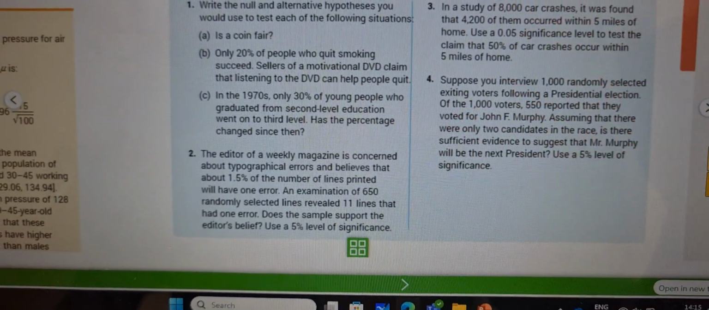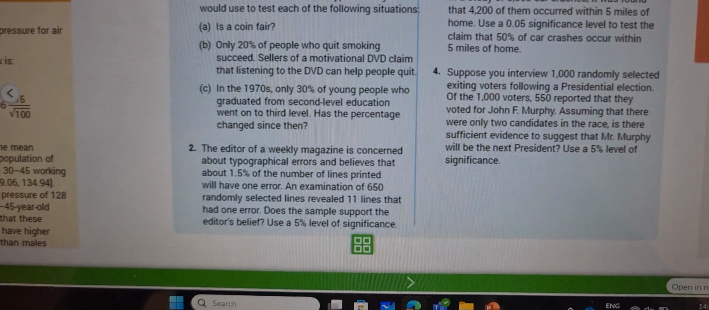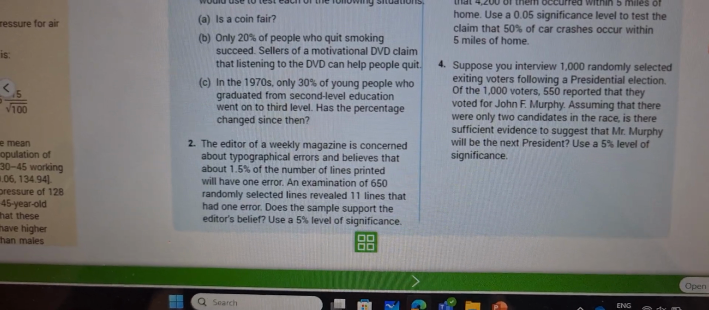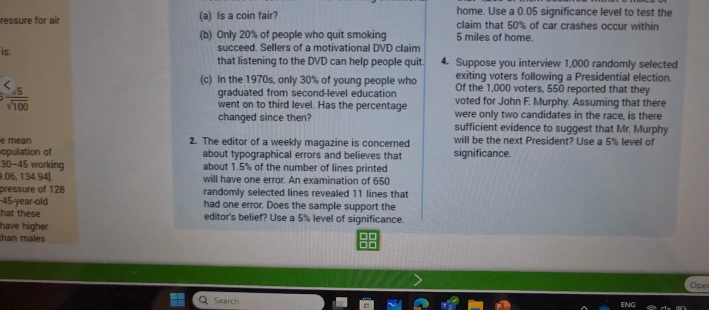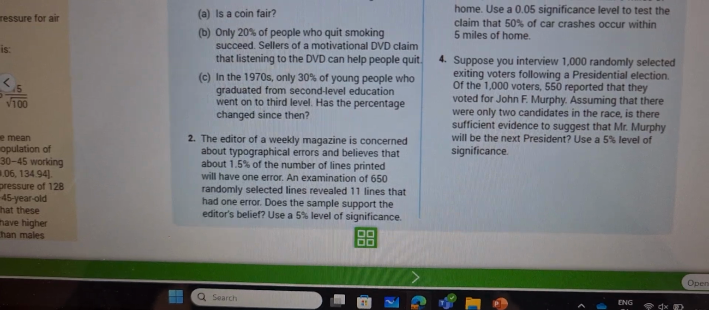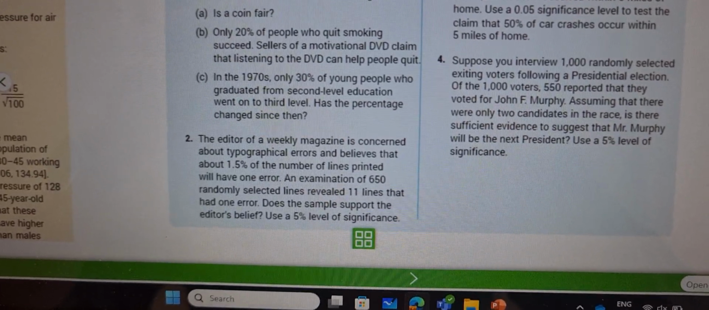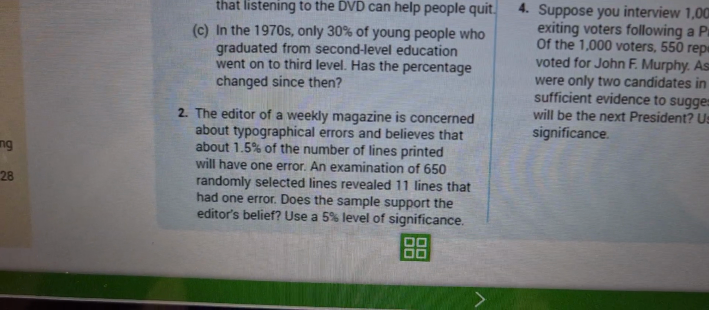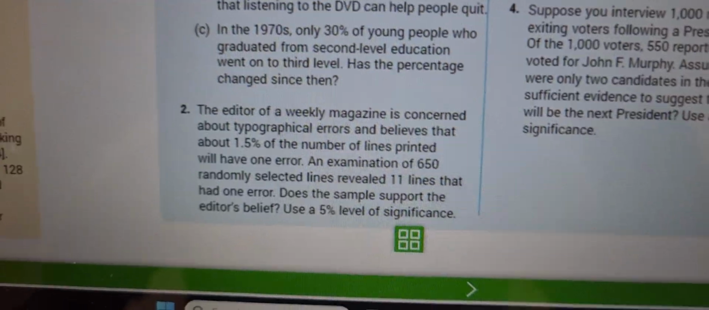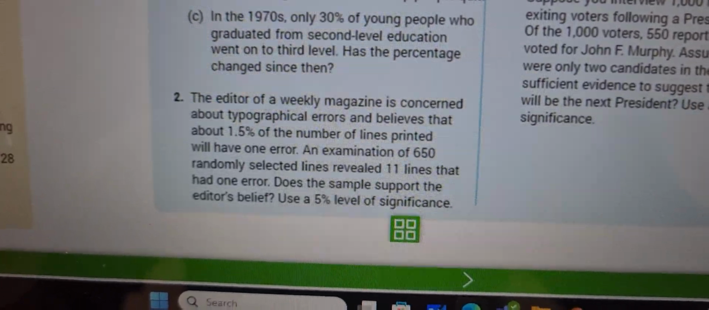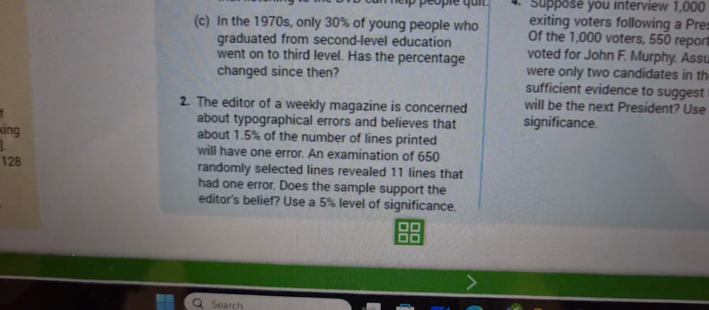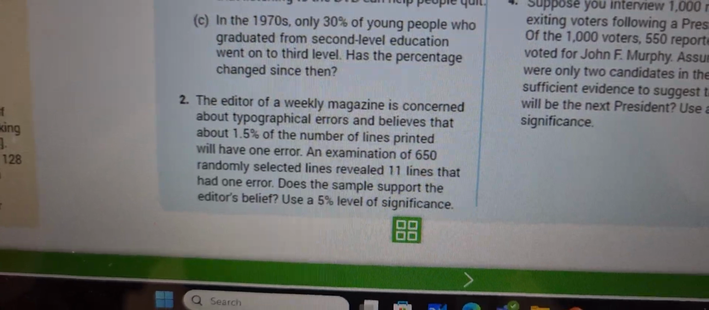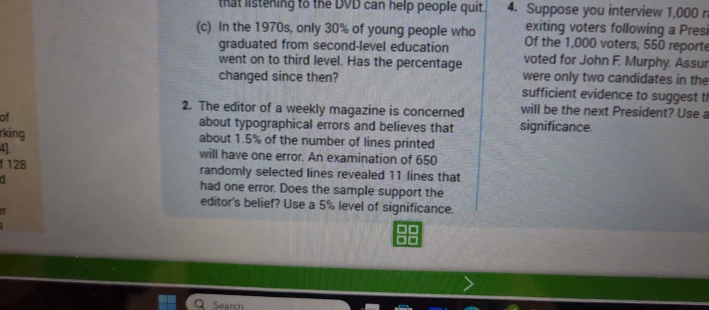The editor of a weekly magazine is concerned about typographical errors and believes that about 1.5% of the number of lines printed will have one error. An examination of 650 randomly selected lines revealed 11 lines had one error. So that's a proportion, right? 11 out of 650. Does the sample support the editor's belief? Use a 5% level of significance.